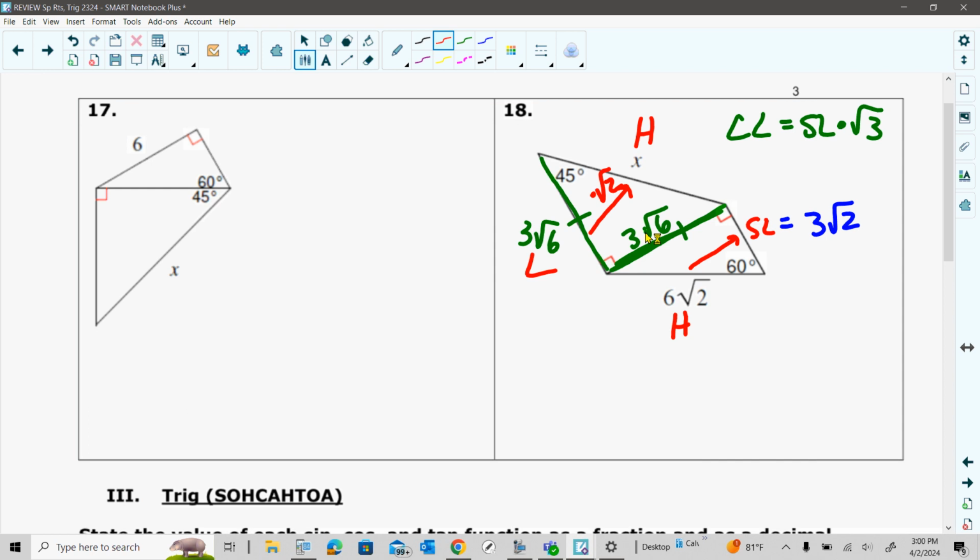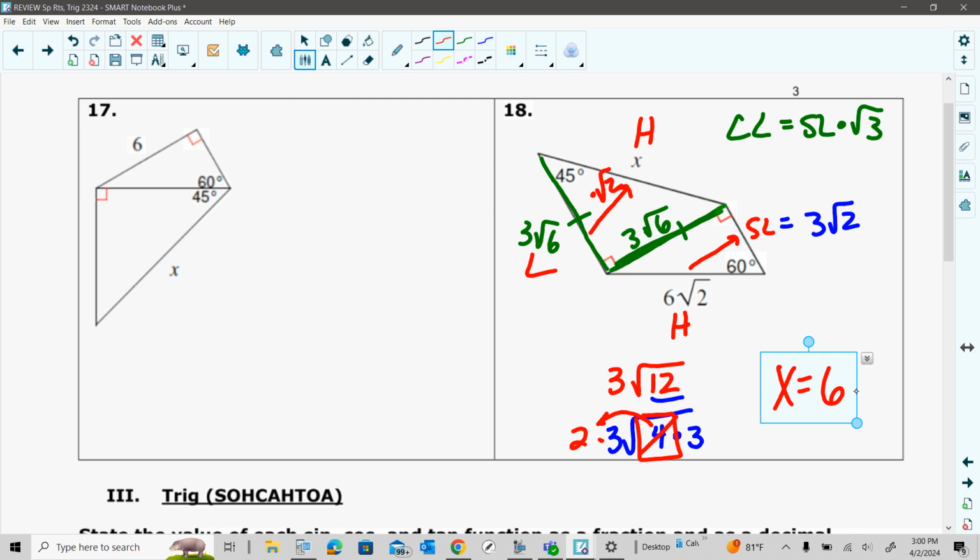Now, on this problem, when I do that, this turns out to be 3 root 12, and root 12 can be simplified because it has a perfect square factor, which is 4 times 3. 4 is the perfect square, so that's gone and comes out as a 2. So my x, my final answer, is 6 root 3. Don't forget about your radical rules. All right, so that's our special rights.